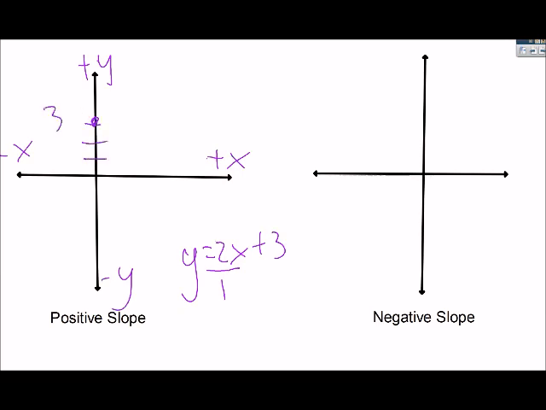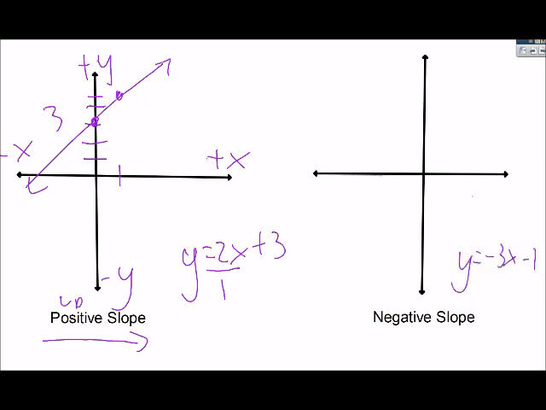Then this is my begin number at +3. And it says to go up 2 and over 1. My slope right here is positive. And a positive slope, we always read from left to right. And if I'm reading this from left to right, it's going up, and up is positive.